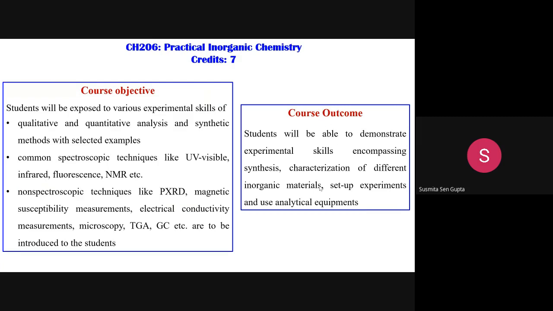The last one is the practical course. You have inorganic practicals this time. So what will you do? Qualitative and quantitative analysis. You will have to do qualitative analysis, quantitative analysis, and synthetic methods with selected examples. Then common spectroscopic techniques like UV visible, infrared, fluorescence, NMR. Now we don't have fluorescence and NMR, so we have UV and IR.